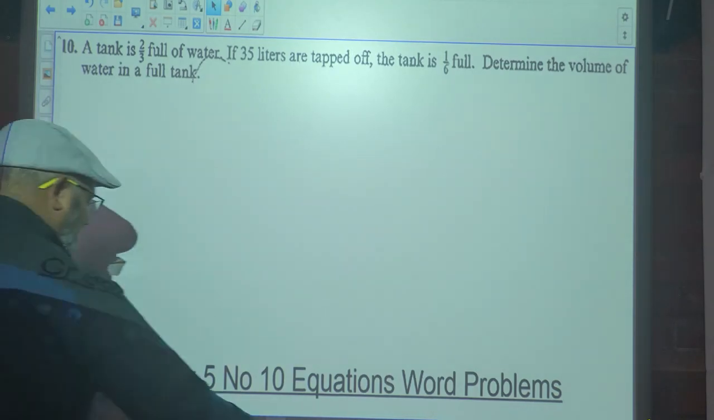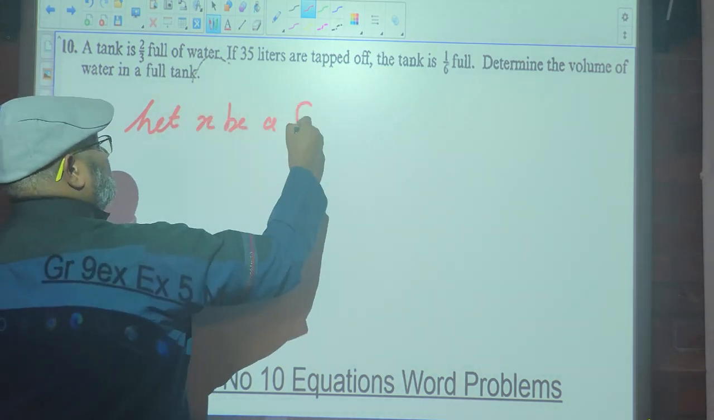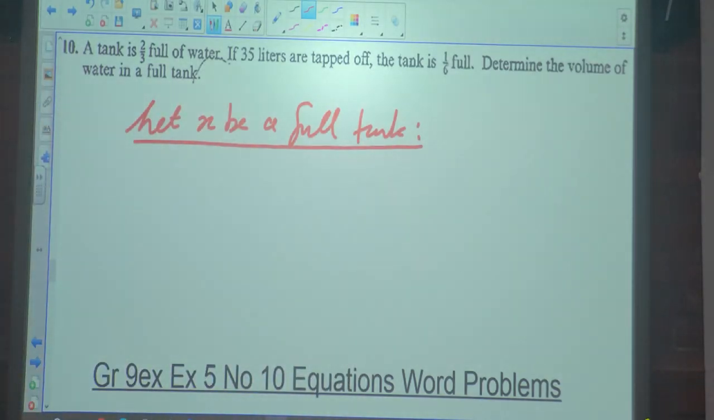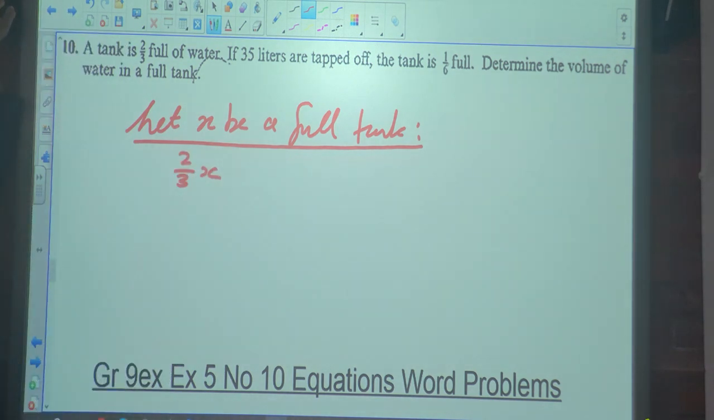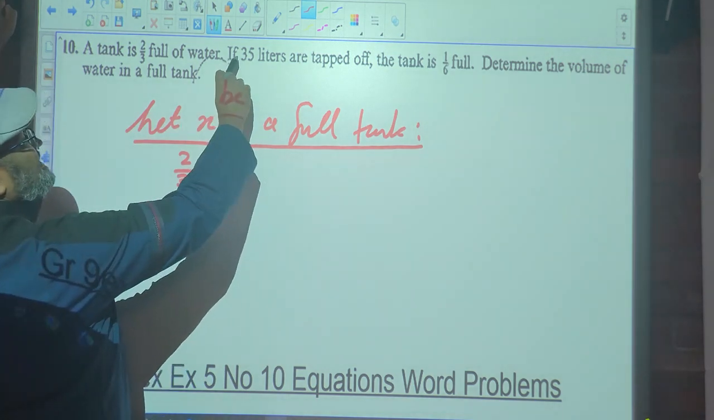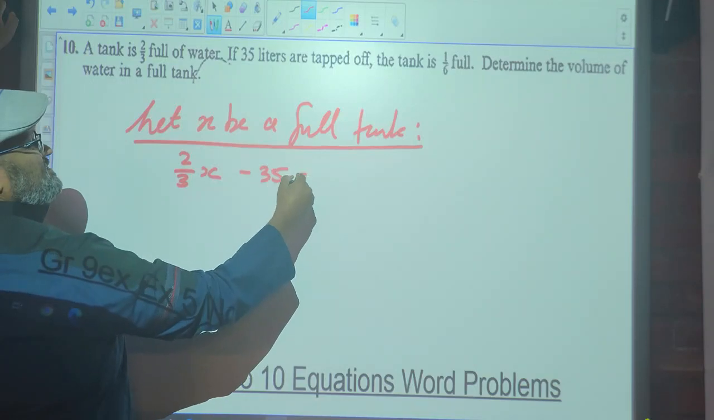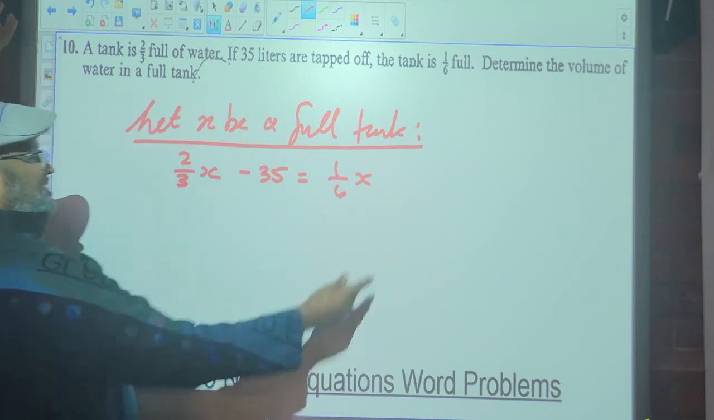So what do we say? Let x be a full tank of water. So the tank is 2/3 full. So what is that? 2/3 x. If you take 35 liters, let go 35 liters, it's minus 35 is equal to, the tank is 1/6 full. There we go.